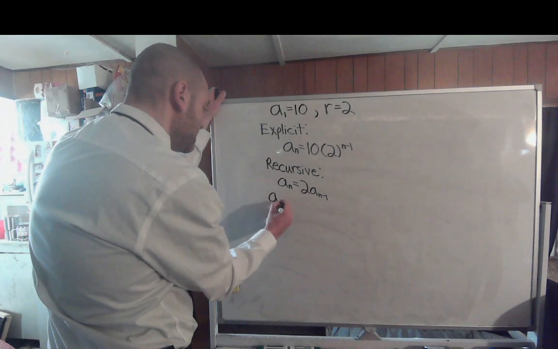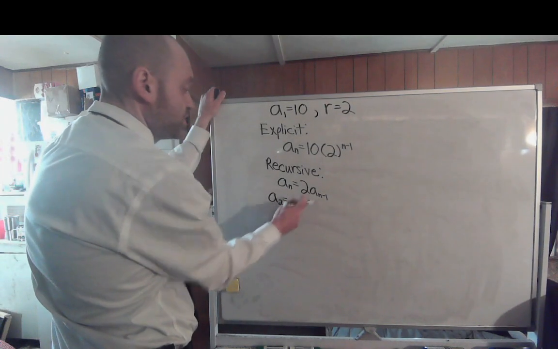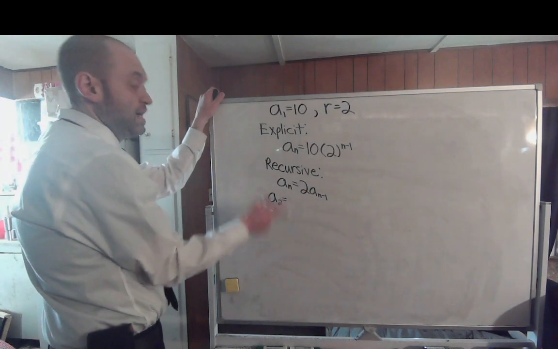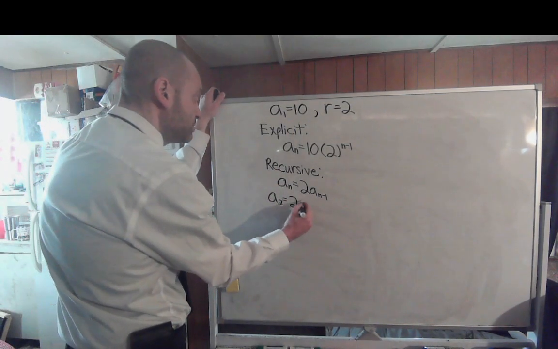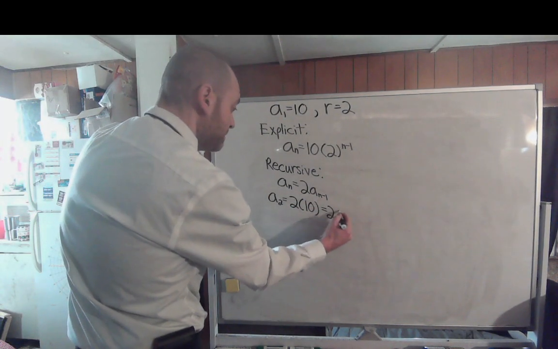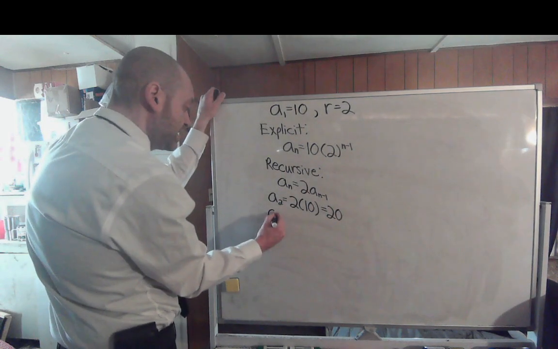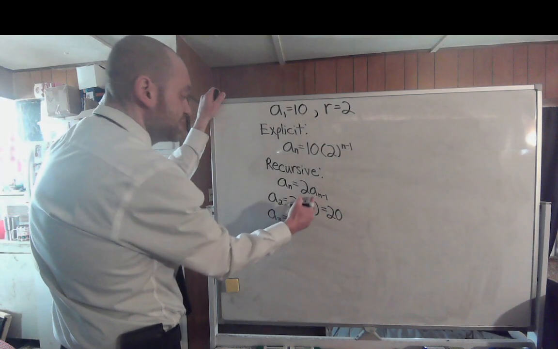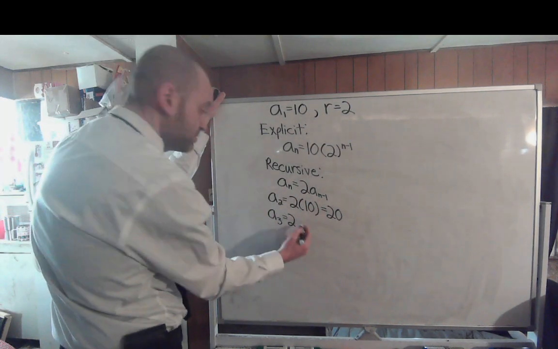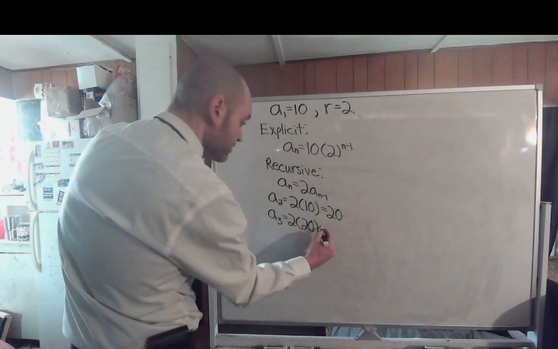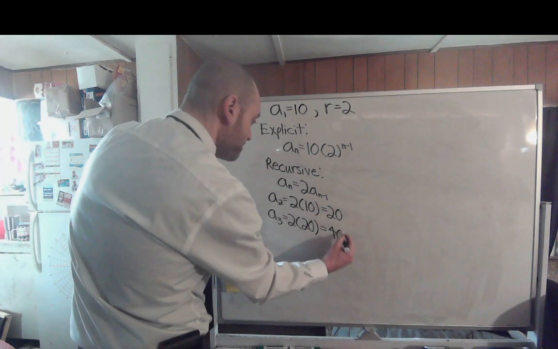So a sub 2 would equal 2 times a sub 2 minus 1, which is 2 times a sub 1. So that'd be 2 times 10. Well, that's going to give you 20. Now let's find a sub 3. That would equal 2 times a sub 3 minus 1, which is a sub 2, so 2 times 20. That means your third term is going to be 40.